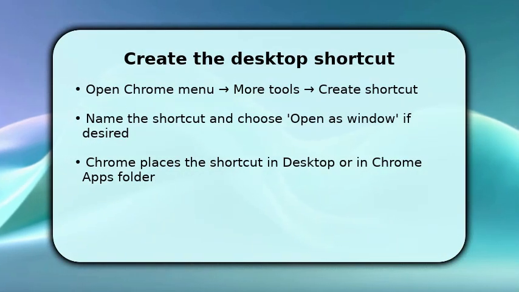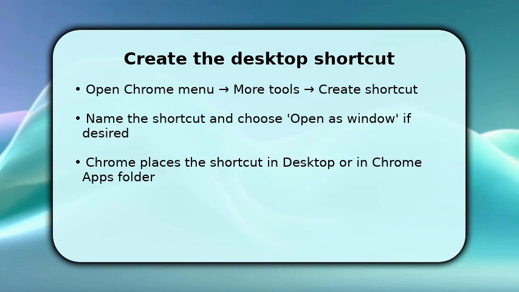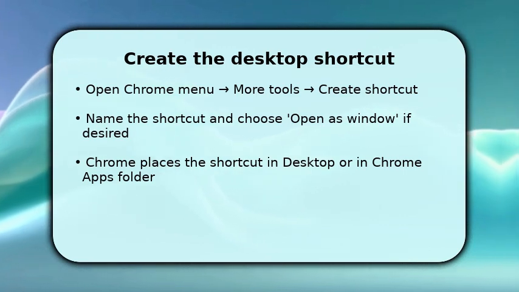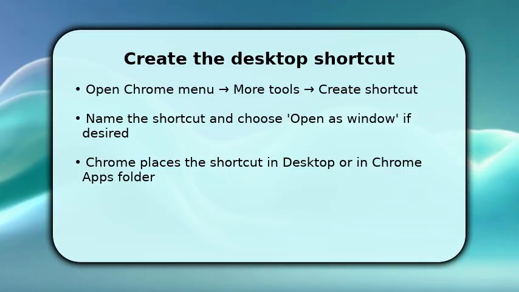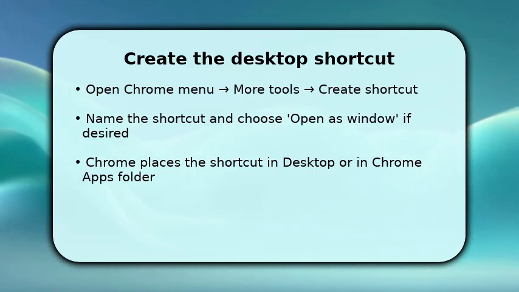Now you create the shortcut. Open Chrome's menu, select More Tools, then Create Shortcut. You will see a dialog to name the shortcut. Pick something concise so it fits on the desktop. If you want an app-like experience, check Open as window so the page runs in its own window without tabs.